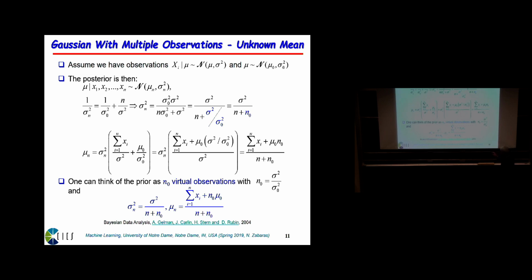And similarly for the mean, look at this. These are all the data, all right? And then you have n0 prior observations at what strength? The strength of the mean of the prior.